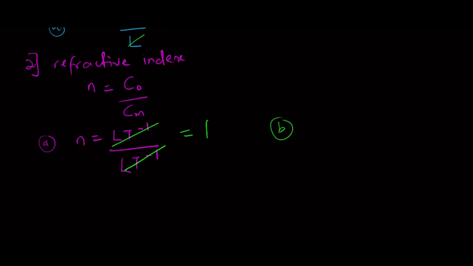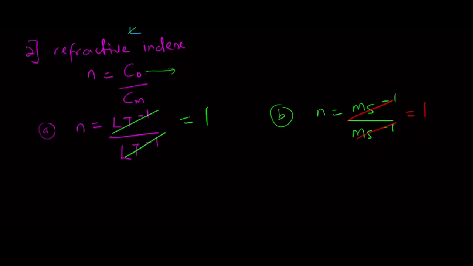Let's work out the unit as well. Let's check, maybe it is unitless. The unit for velocity of light in air, or speed of light in air, is meter per second, while the unit of velocity of light in another medium is also meter per second. If we cancel things out, this cancels this, and that will give us 1 as well. So refractive index is a dimensionless and unitless quantity.